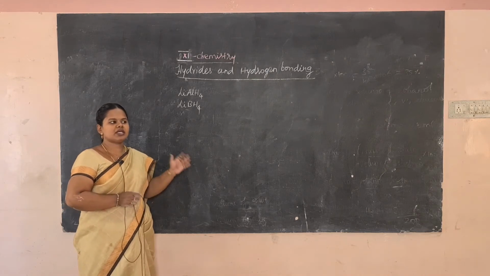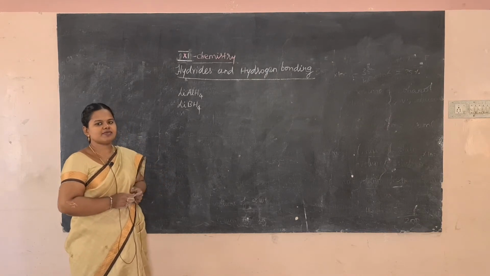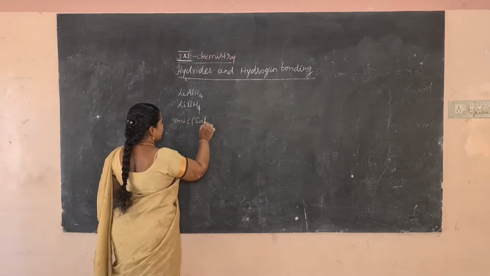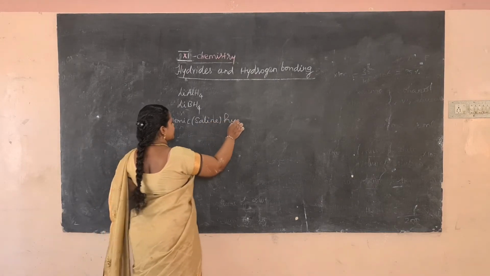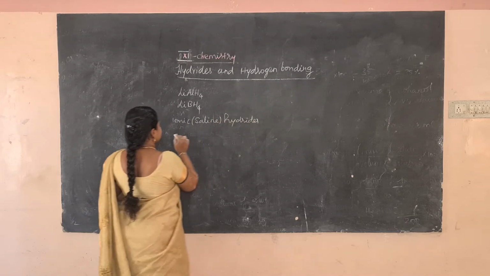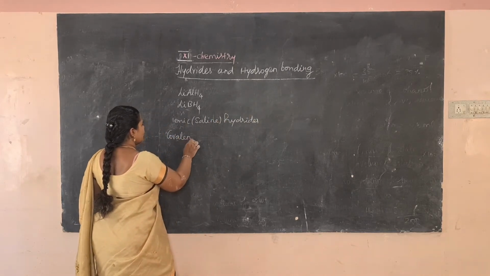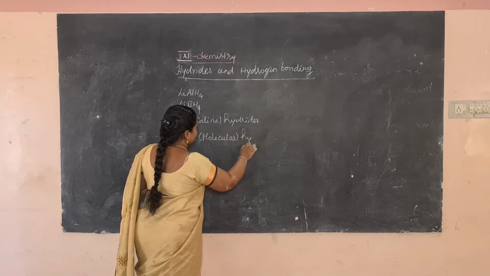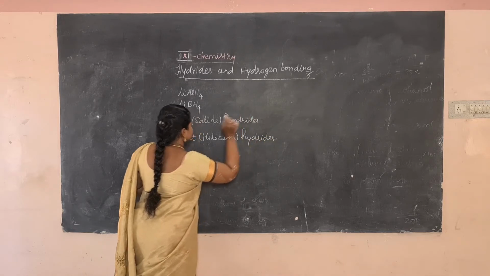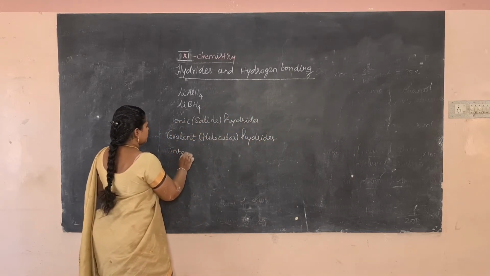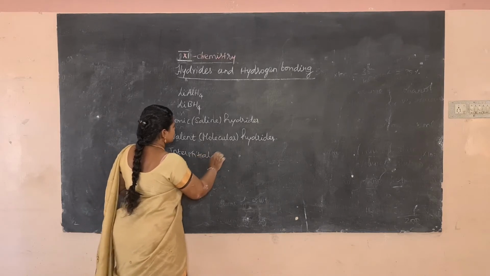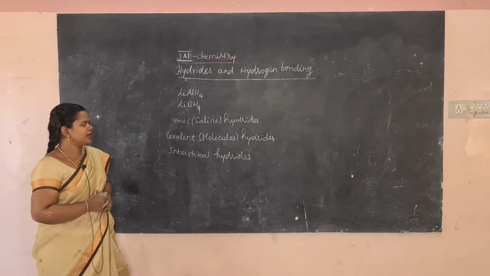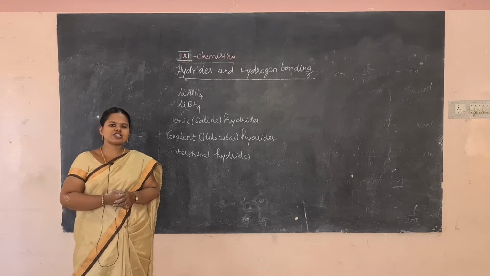Okay, so we have classified the hydrides into different types, that is ionic or saline hydrides, then covalent or molecular hydrides, then interstitial hydrides. Okay, ionic or saline hydride, then covalent or molecular hydride, then interstitial hydride.